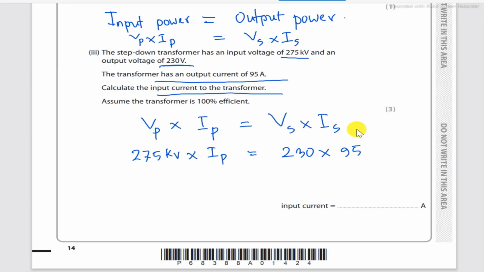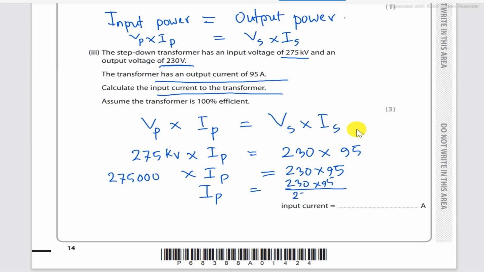First we have to convert 275 kilovolt into 275,000 volt, times IP. IP means primary current, equals 230 into 95. So IP equals 230 into 95 divided by 275,000. So the answer will be 0.079 ampere.